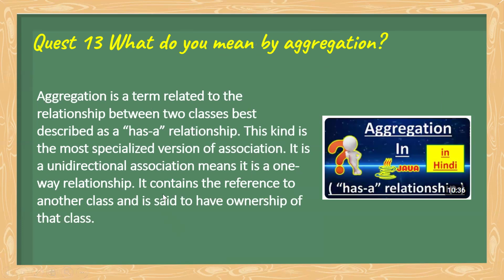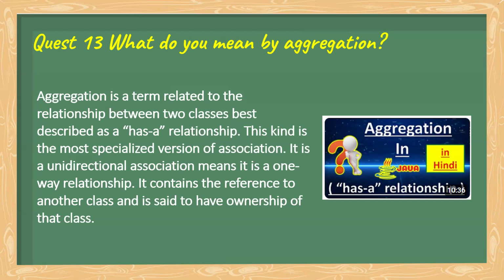Now the 13th question is, what do you mean by aggregation? Aggregation is a term related to the relationship between two classes, best described as a has-a relationship. Suppose you have a student. In the student class we have properties like student name, age, subject, and then a property called address. Address is not a simple property, it is a combination of multiple properties like house number, street, city, state, something like that.